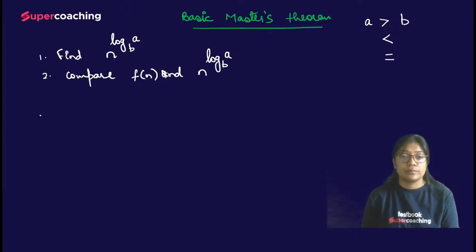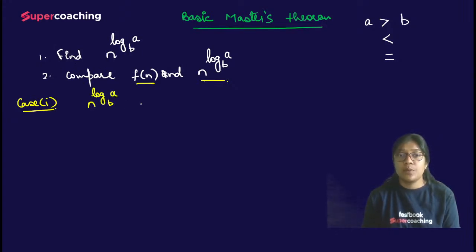Case 1. You have a f of n, b is this one. So case 1 will be: n raised to power log a with the base b is greater than f of n.